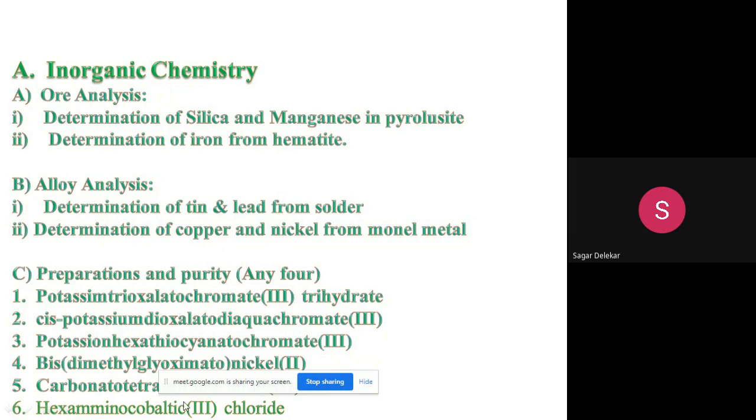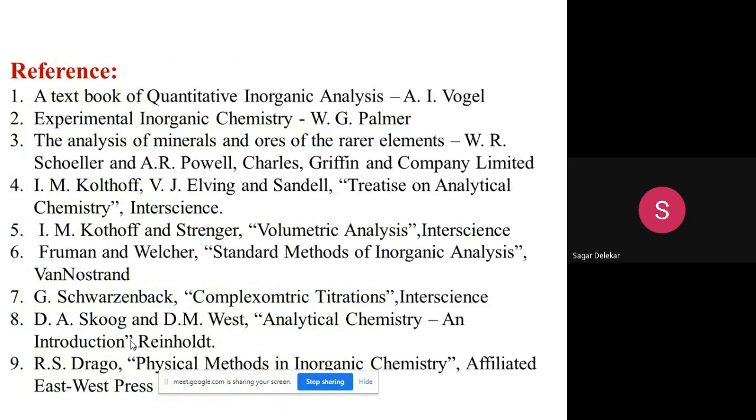So in this book, there are more than thousands of preparations given, in the book published by M.A. Malthy. Palmer is also an important book for the preparation. Then Vogel is also very excellent.